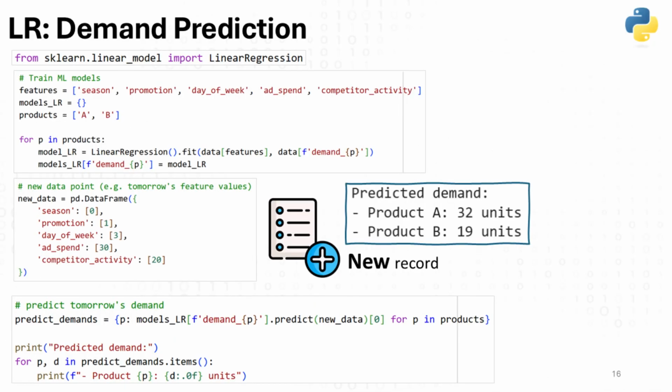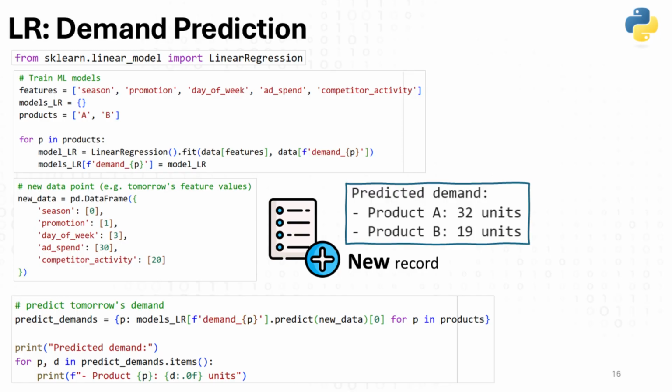Now that we understand the math, let us look at how we translate that theory into a working Python script. On this slide, you see the implementation using the popular scikit-learn library. We begin by preparing our data. We define our features, the independent variables like marketing spend and seasonality, and our target, which is the actual demand we want to predict. Notice that we create two separate models, one for product A and another for product B. This is because, as we discussed, each product reacts differently to market forces.